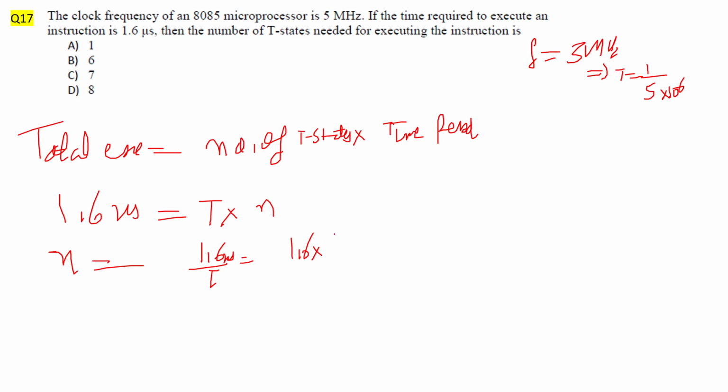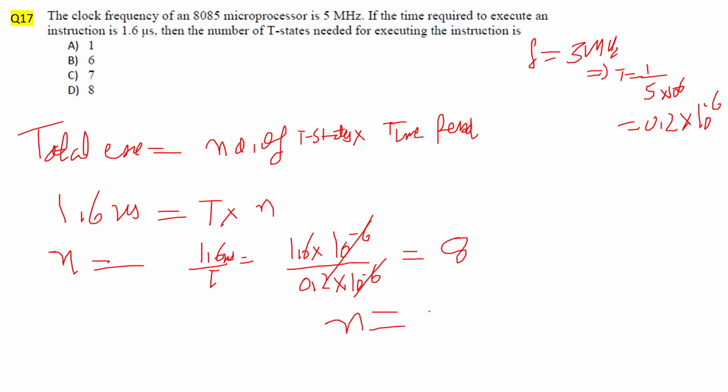So it's 1.6 into 10 to the power minus 6 seconds. And your T is 1 by 5, that is 0.2, so T is basically 0.2 into 10 to the power minus 6. So this and this will go. So 1.6 divided by 0.2 is simply 8. So the number of T states required is 8, as rightly pointed out by the students. So option D is the correct answer.